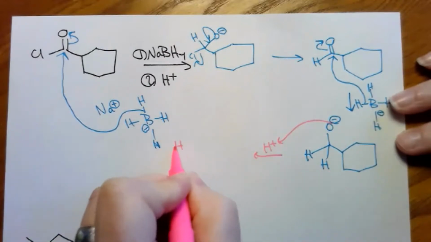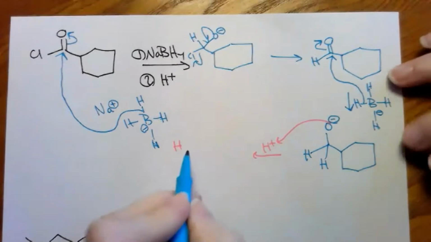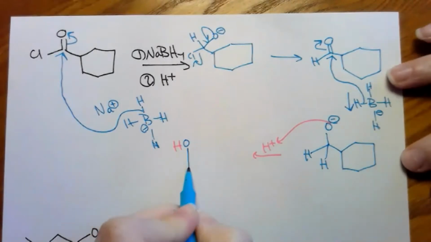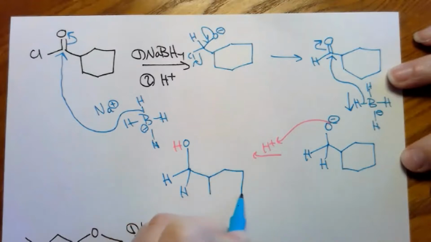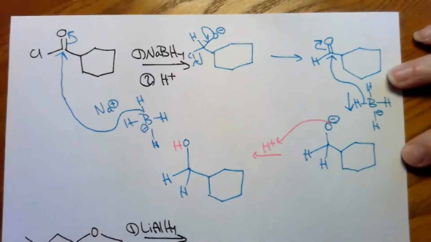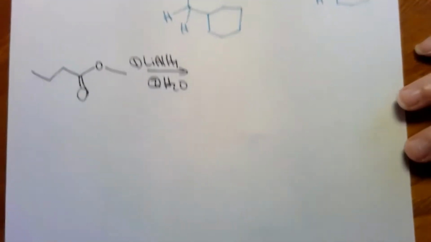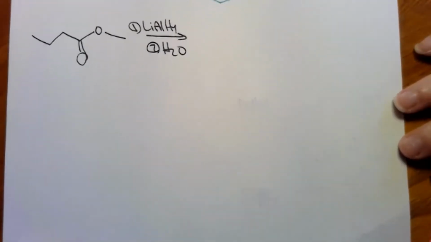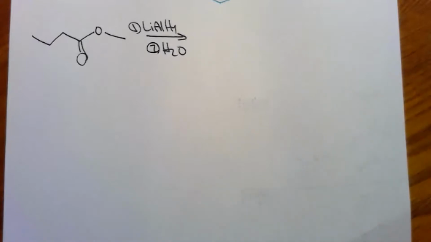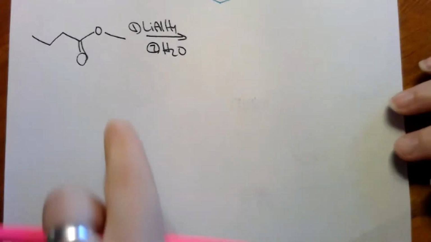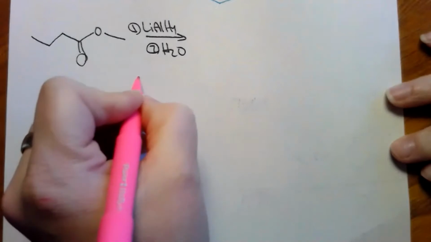Where does the pink hydrogen come from? The acid workup. Where do the blue hydrogens come from? Your hydride donor. Why is that a big deal? Why do I care? So that was an acid chloride. That's the most reactive acid derivative. What about esters? They're less reactive.